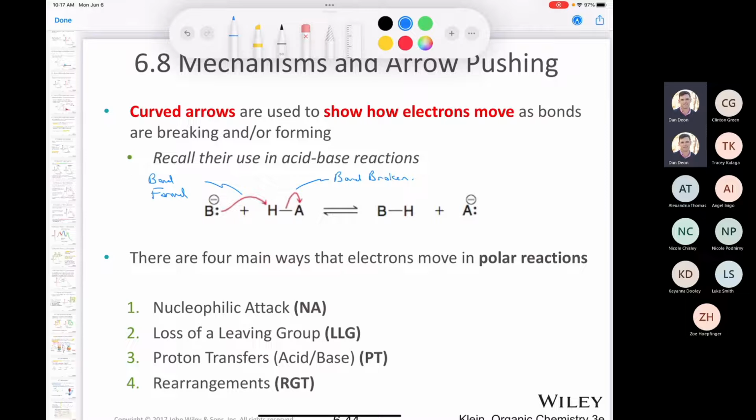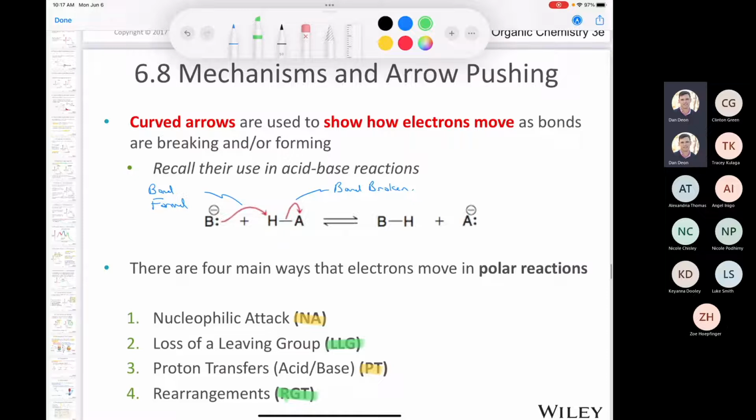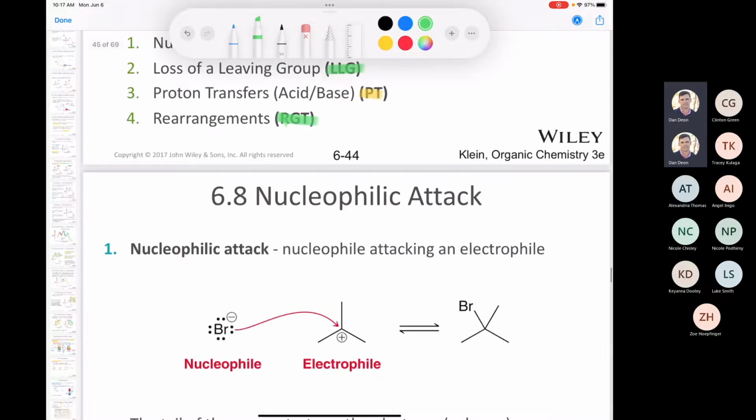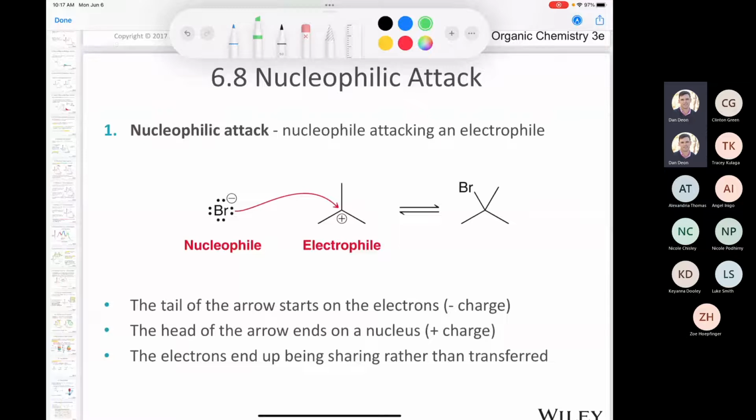And there are four main ways that electrons are going to move in polar or ionic reactions. Nucleophilic attack, which we use Na as an abbreviation for. The next one is the loss of a leaving group, LLG. Proton transfers, PT. And a rearrangement. And thus, every time we draw a curved arrow mechanism, every curved arrow is going to be one of these four types of movements of electrons. So let's start with the nucleophilic attack.